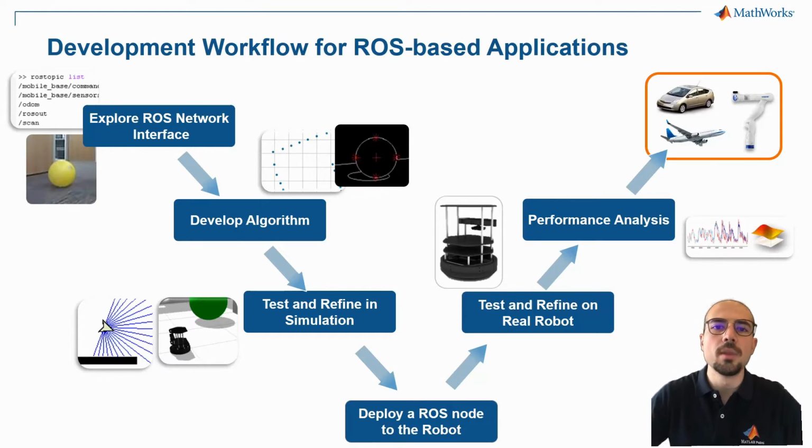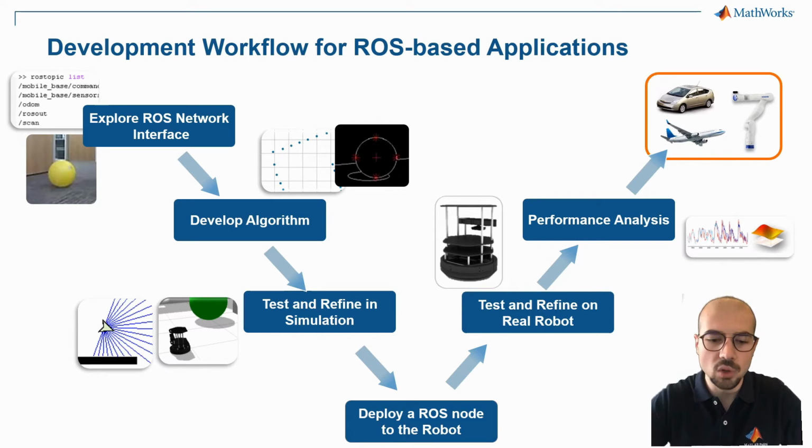Okay, so as I said before, we can use the so-called model-based design, the classical V-shape. So we explore the ROS network, so we know what the capabilities of our robot are. We can develop the algorithm, so we can understand what the algorithm is. We can write the code. We can do some simulations, so test the algorithm on the computer. Then deploy it onto the ROS robot.